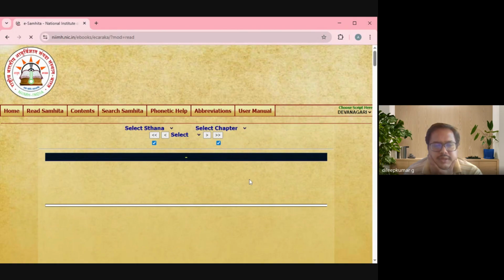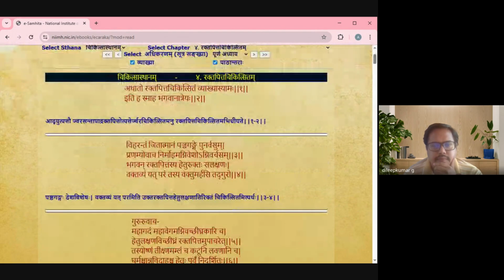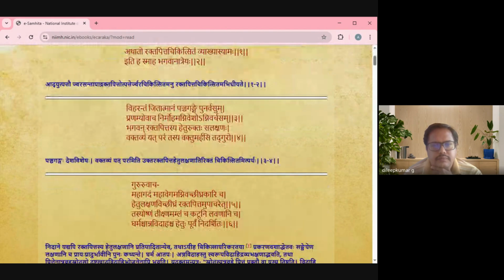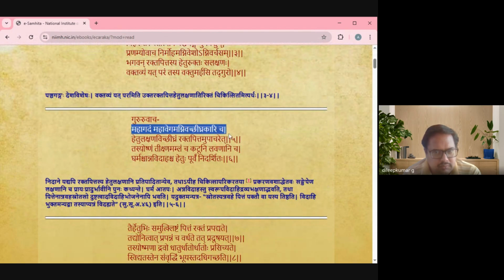Move to the next chapter, Rakta Pitta Chikitsitam. Rakta Pitta is considered as Mahagadam Mahavegam, Agni Iva Kshigraka. So it is a Mahagada Mahavega similar to Agni. How a wildfire will spread and engulf the entire forest, in the same way, Rakta Pitta will engulf all the Saumya Dhatus, all the Dhatus in the body, resulting in Rakta Pitta.